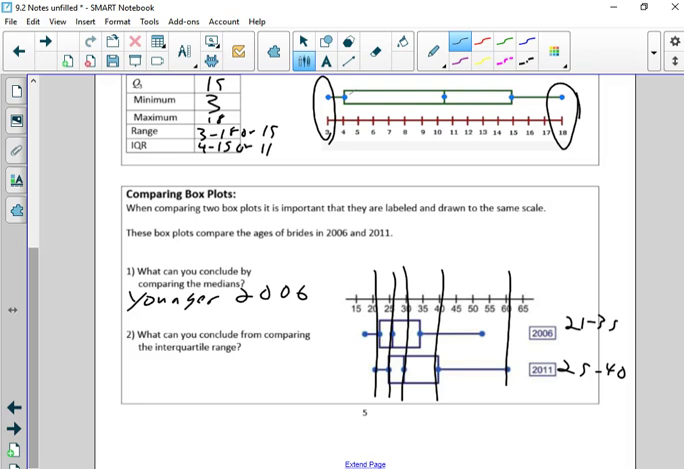So again, you can say the same thing, let's write it the other way. They were older in 2011. We already talked about that, but all the data is older in 2011.